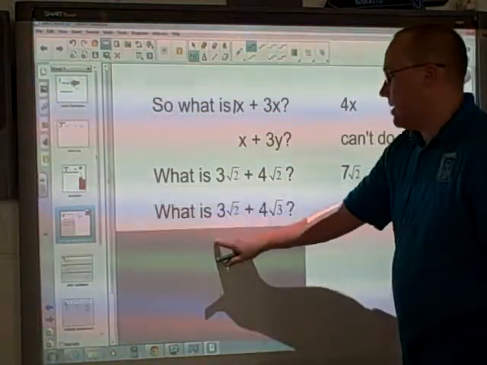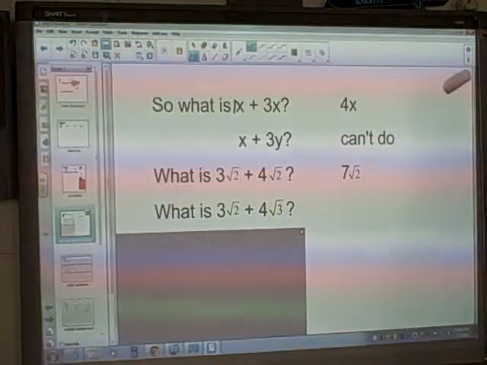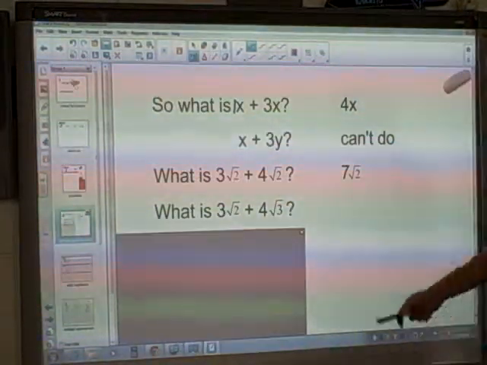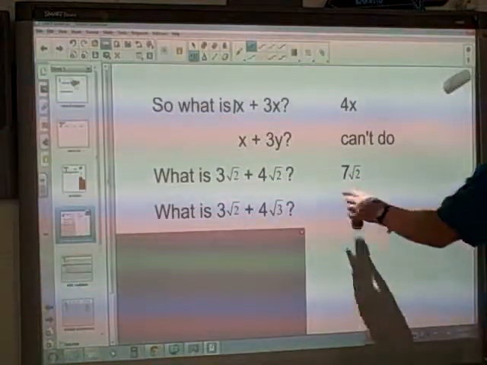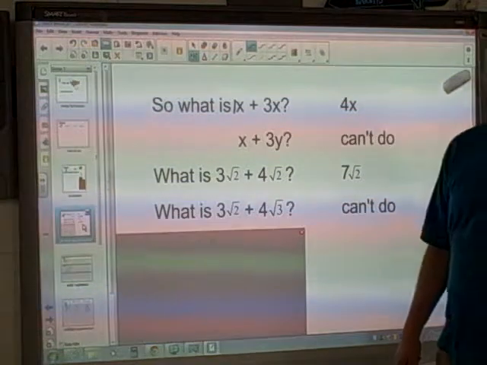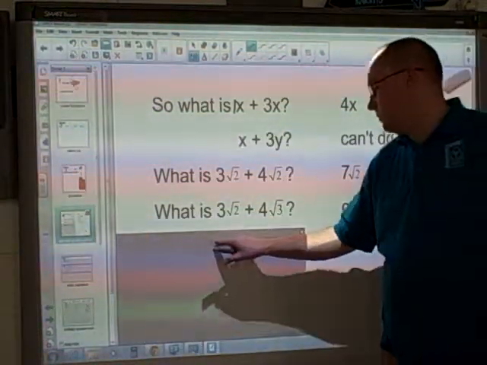Now if we change the radical though, and have 1 as radical 2 and 1 as radical 3, then these are not like terms. So we can't actually add these together, so we just have to say, that's it, we can't actually do that question. So you can only add them or subtract them if these are like terms.